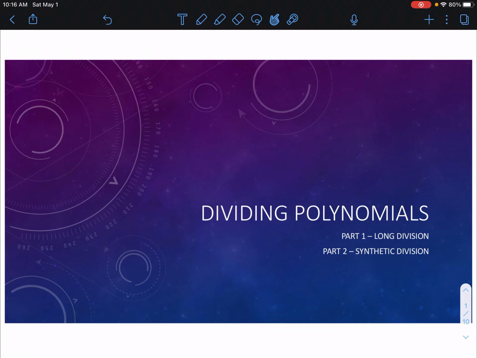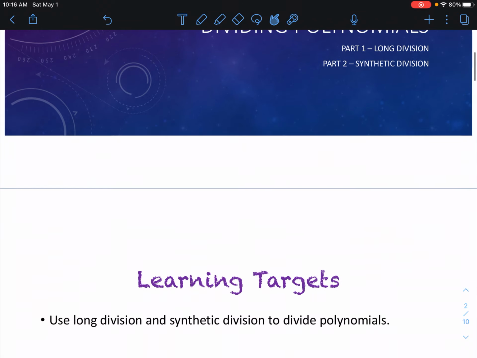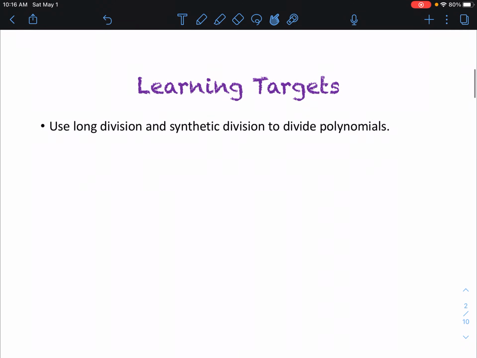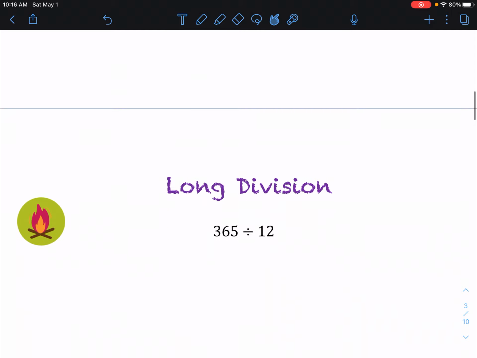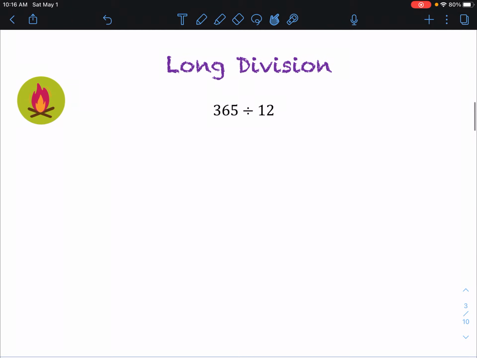Okay, so we're going to continue talking about dividing polynomials, and in this lesson we're going to talk about how we use long division to divide polynomials. In our two parts, this first part we'll talk about long division, and next time we'll talk about synthetic division. So in order to use long division of polynomials, you need to remember how to long divide regular numbers.